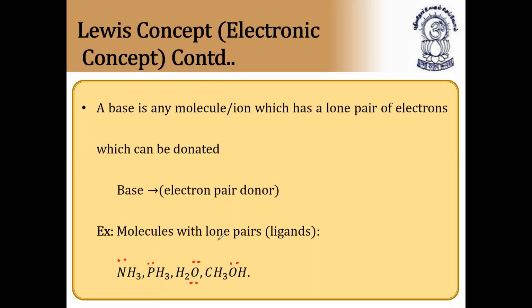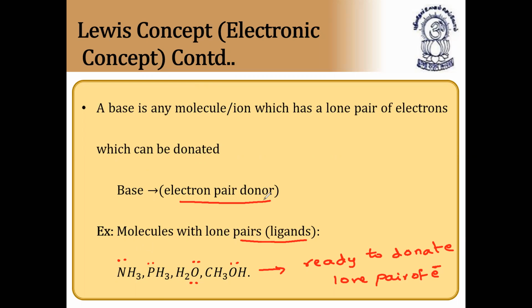So molecules with lone pairs or ligands are called Lewis bases because they have a lone pair of electrons which they are ready to donate. That's why they are called Lewis bases. So a base is nothing but an electron pair donor. It is as simple as that.